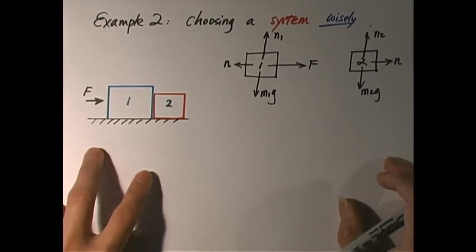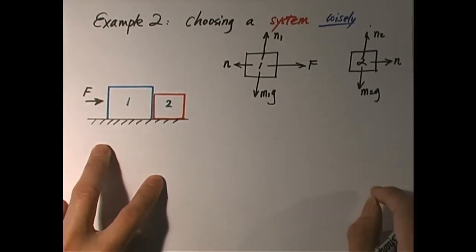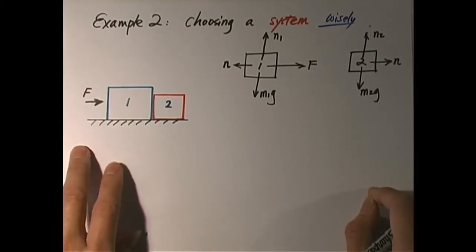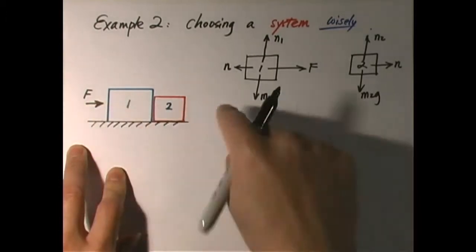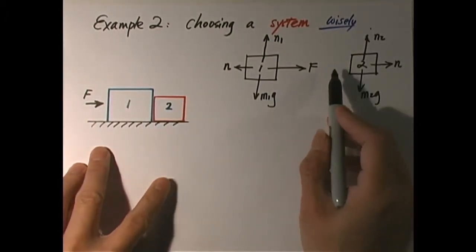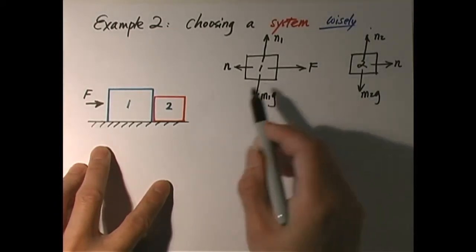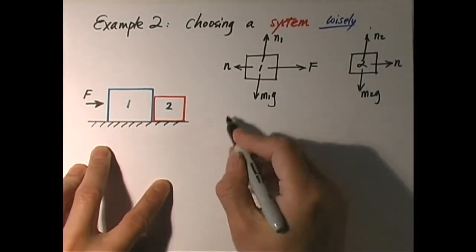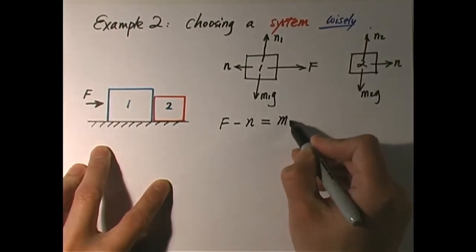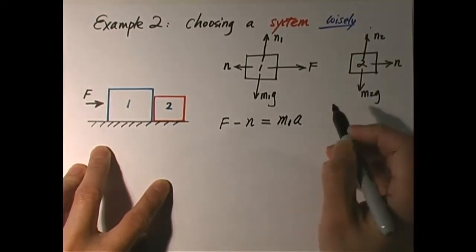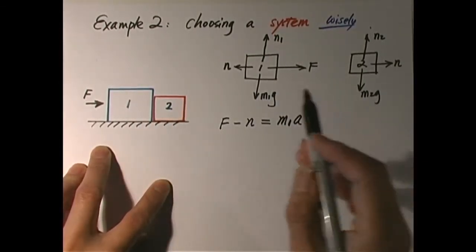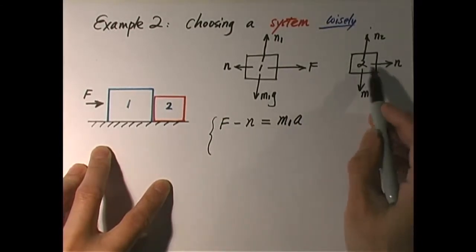Now, what do I do next? The coordinate system is so obvious. There is no second choice, really. It's just horizontal and vertical because the thing moves horizontally. Both of them, actually. Okay, so let's write down Newton's second law in the horizontal direction for this guy first. I choose the forward direction as positive, then I have F minus N equals M1 A. I should have written A1 here, but A1 and A2 are the same anyway, so let's just call it A.